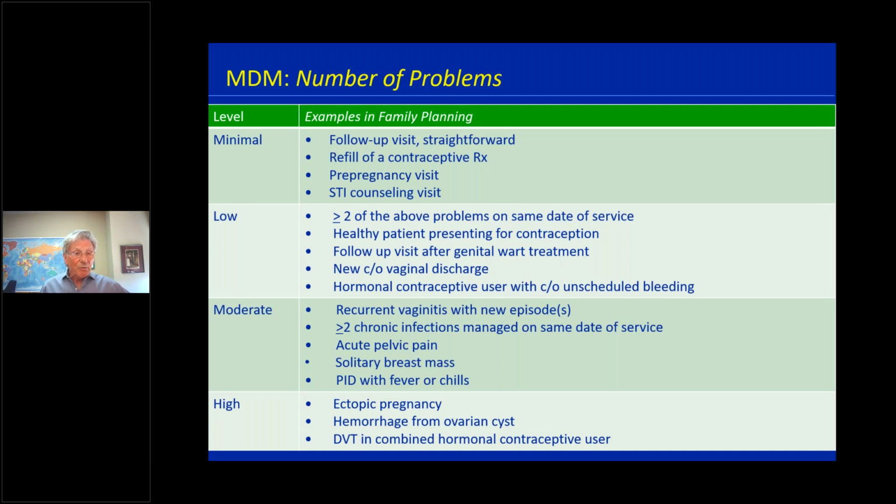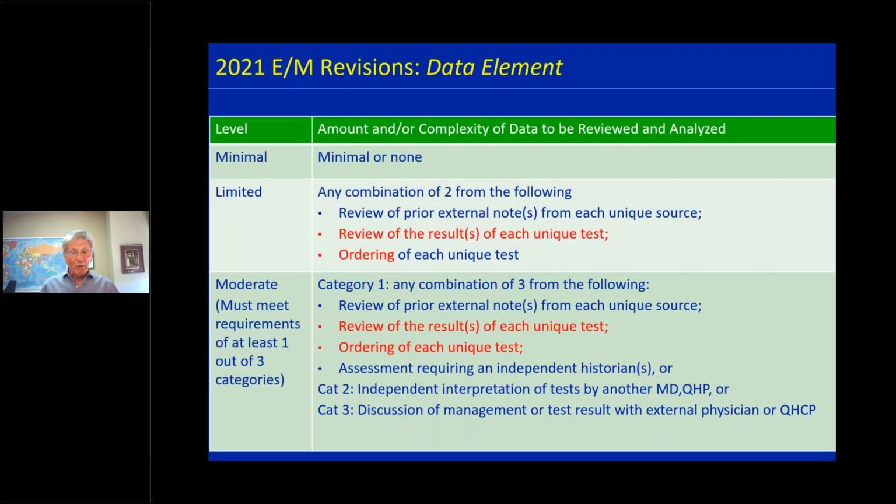And then what's considered to be a high number of problems are things that are life-threatening, like an ectopic pregnancy, a hemorrhage from an ovarian cyst, or a deep vein thrombosis in a person who uses combined hormonal contraceptives. So this table correlates with the one that I showed you in the previous slide in terms of those examples in family planning care that would be minimal, low, moderate, or high in the column of the number of problems.